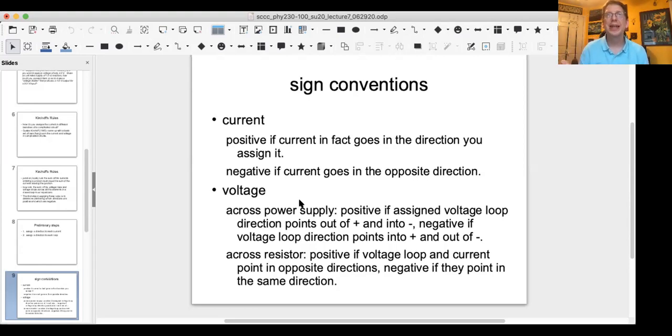As long as you can keep track of your positives and negatives, it's not that big a deal. Your choice of the current directions and the voltage loop directions is ultimately arbitrary. But if you follow these rules, you should get the correct answer. And again, if you get currents that are negative, it means they're actually pointing in the opposite direction to what you originally assigned.